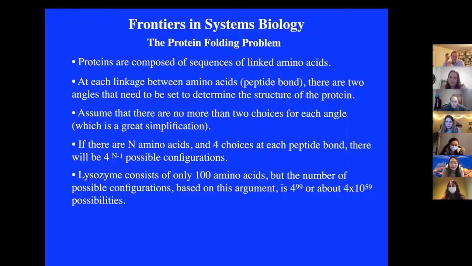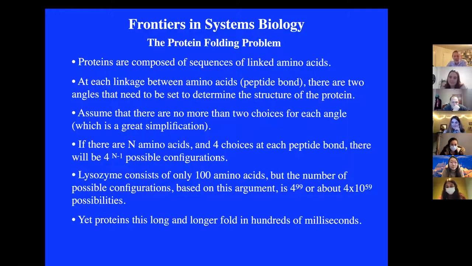And lysozyme, which consists of only 100 amino acids, the number of possible configurations for those torsional angles based on this argument is 4^(100-1), 4^99, or about, I can't see that number because my thing is covering it, but I think it's 4×10^59 possibilities. It's a huge, huge number, okay? That's massive. But proteins this long and much longer fold in hundreds of milliseconds. They don't seem to be confused by all their possibilities.